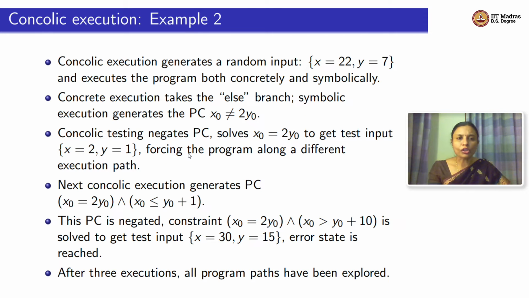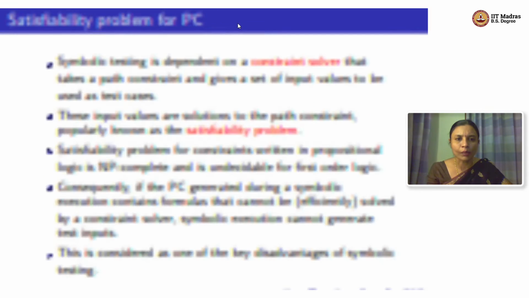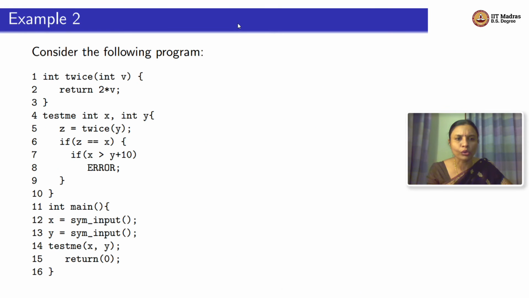I hope you remember what it is. It was there a few slides ago. Let me go back to that example just to briefly show you the code. Yeah, so this was the example. If these two if statements pass, that is if z is equal to x and x is greater than y plus 10, then you lead to an error. And along the way, there is a function call that basically computes z as 2y and proceeds.